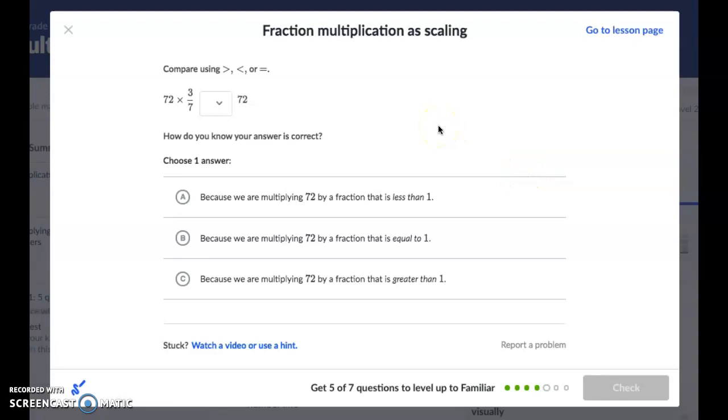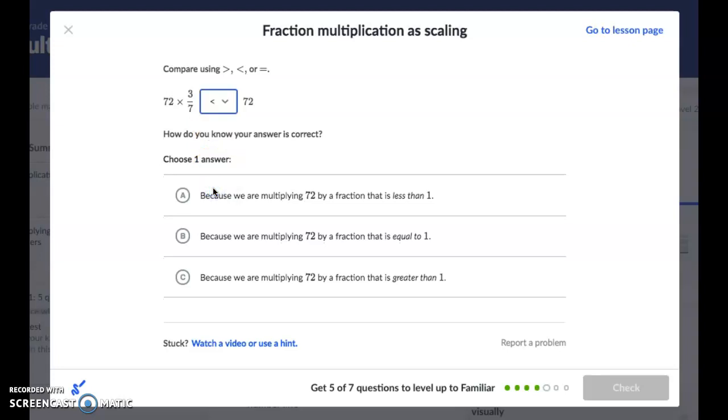Compare using greater than, less than, or equal to. So 72 times 3/7 compares with 72. Well, 72 times 3/7, this is a number less than 1, so that's going to give us a smaller answer than 72. And then down here, how do we know that it's correct? Because we're multiplying 72 by a fraction less than 1. If this fraction was the same as 1, we would get equal. If this fraction was greater than 1, then this number would have been larger.